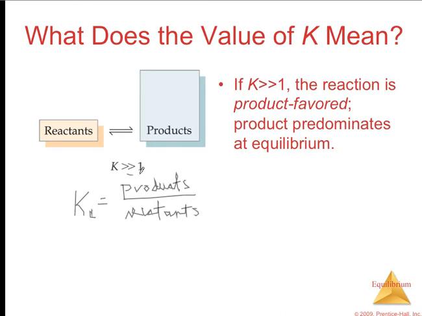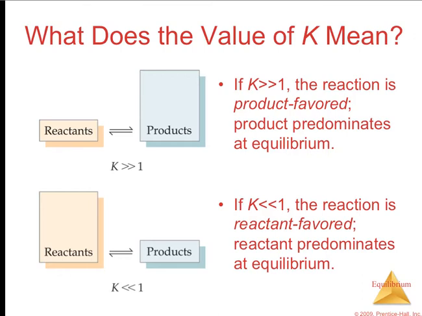So if K is much, much bigger than 1, that means that your numerator is much larger, so you have more products. So your equilibrium is said to be product favored, okay? And products predominate at equilibrium, meaning the concentration of my products is much, much greater than the concentration of my reactants.